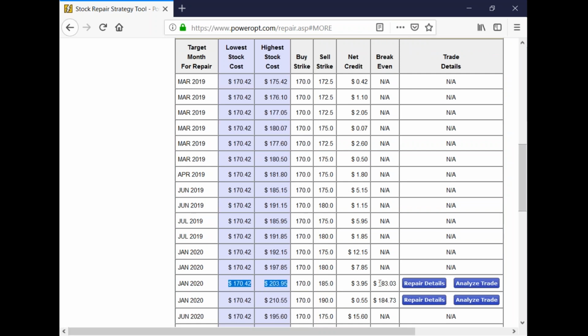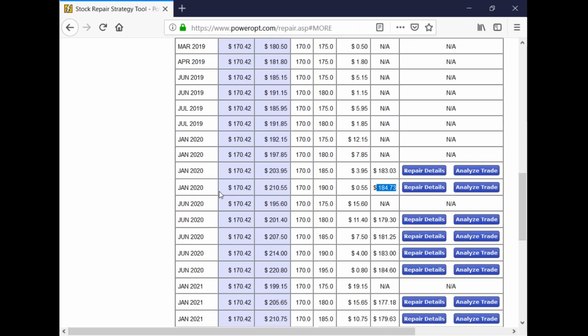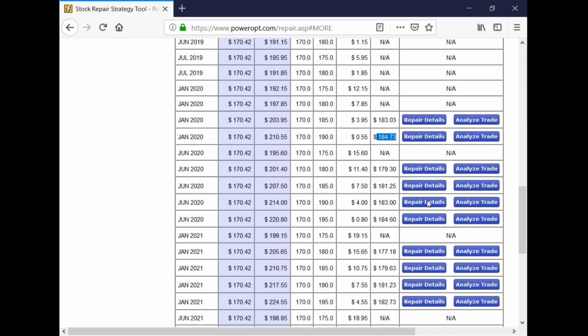It's so far out in time. I don't know if I would do this one, but it does lower the break even to 183.03 and 184.73 in this case as well. If it's that far out in time, I may just consider selling near-term premium against it, but being very careful with the management, not letting it go in there as well.